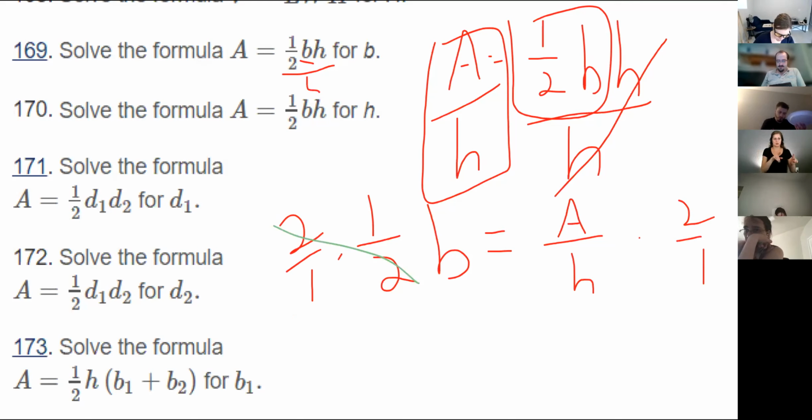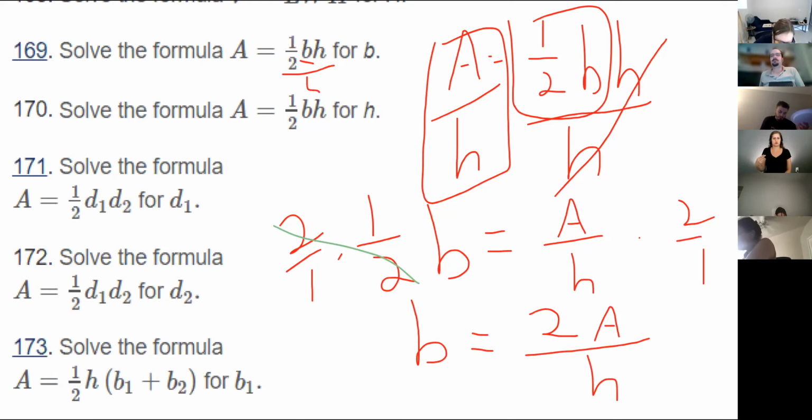Someone have a question? So then you would write out b equals 2 times a divided by h. Oh, that's exactly what I got. Yes. The important thing is that you put the 2 with the a, right? If you put it with the h, it's going to change your fraction around. Not the same thing.